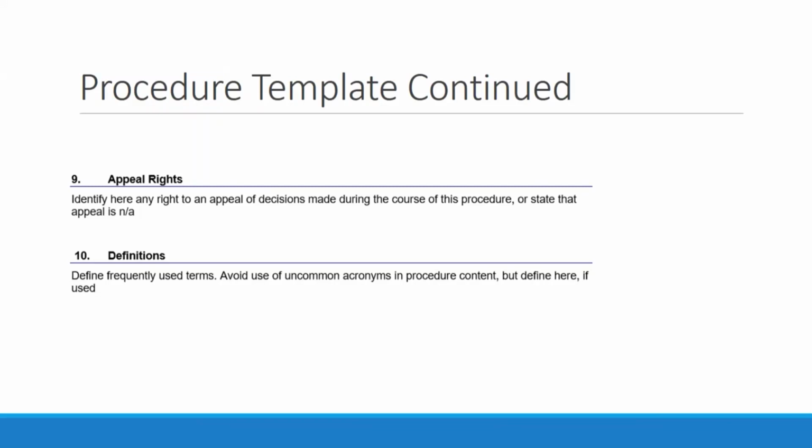And if it does not apply to your procedure, which it's not going to apply to a lot of them, you would simply write not applicable in this section and move on. You would not delete the section, you would just include not applicable. Okay, and then 10, definitions.